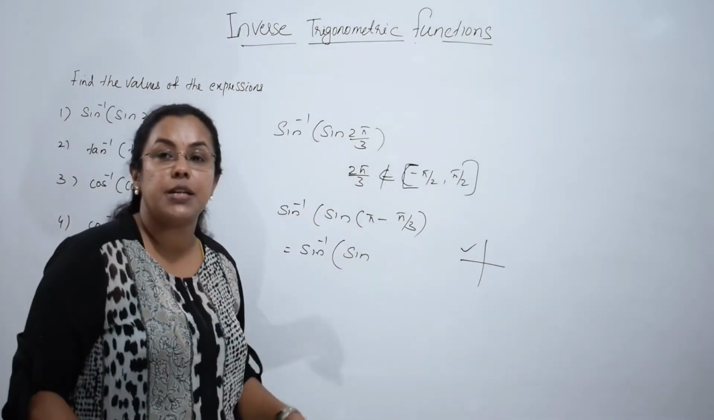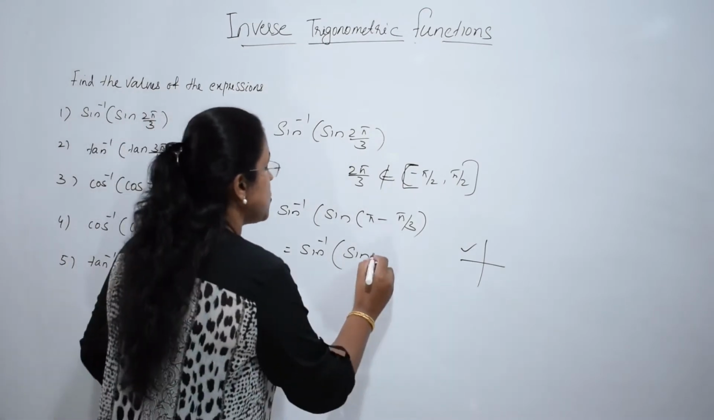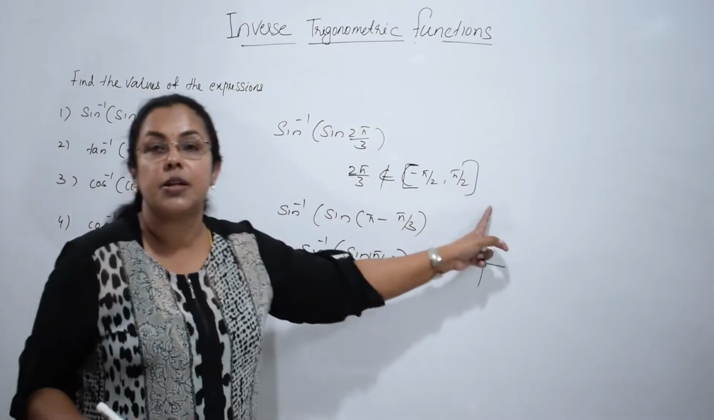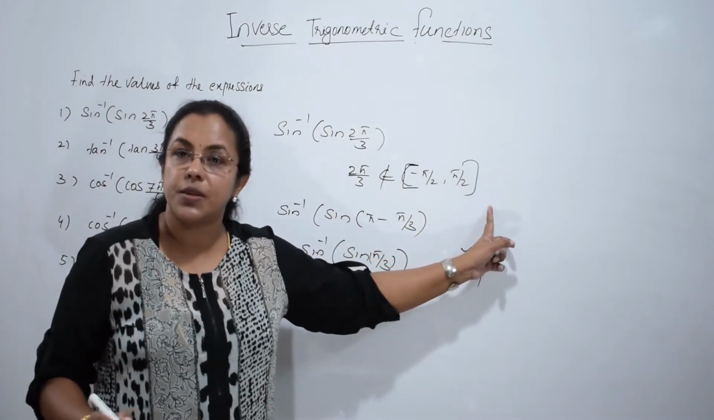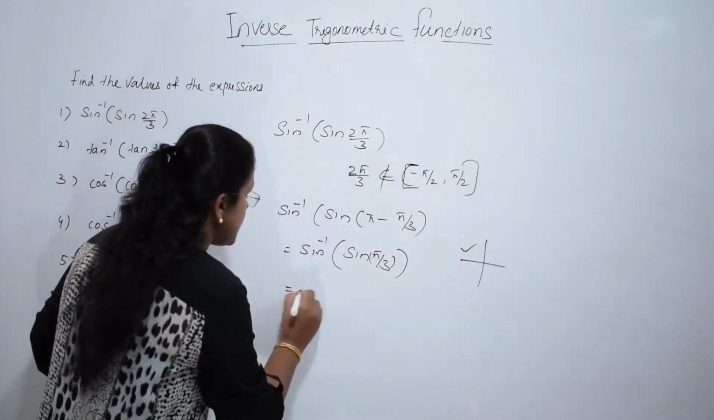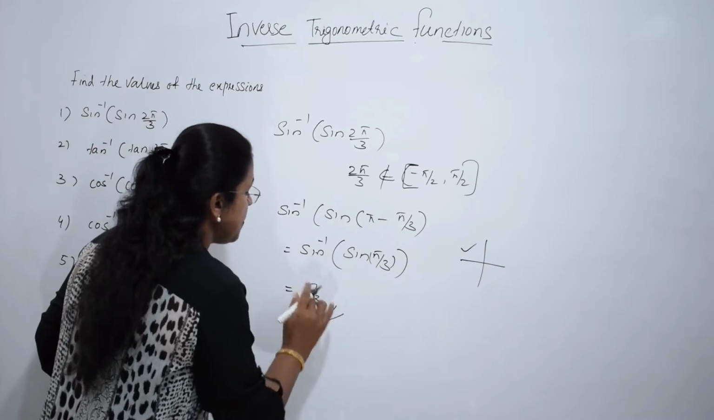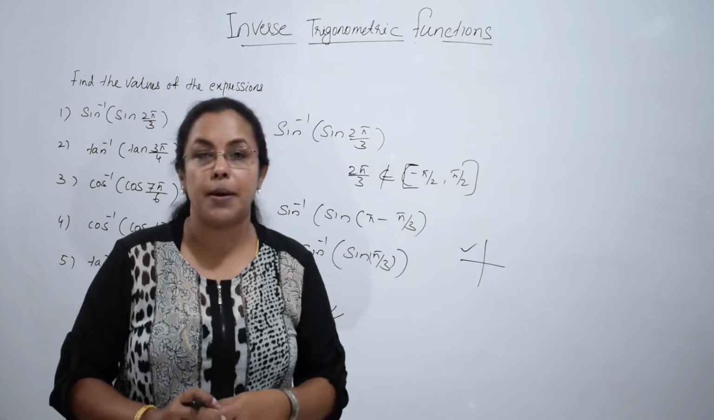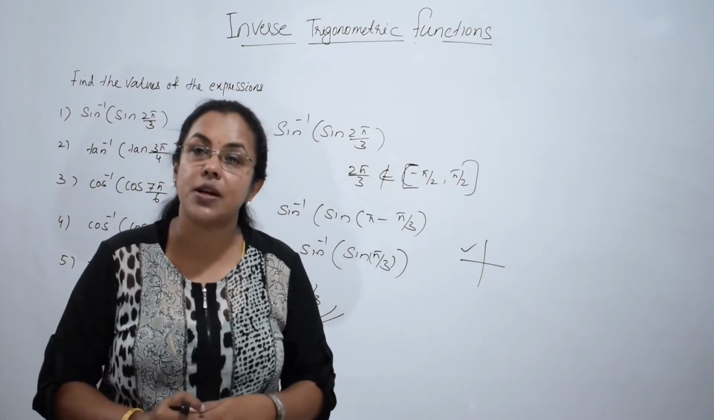So sine 180 minus theta is sine theta. So we can write it as sine pi by 3. Pi by 3 is an element of minus pi by 2 to pi by 2, isn't it? So the final answer is pi by 3, not 2 pi by 3. The final answer is pi by 3. Hope it is clear to you.